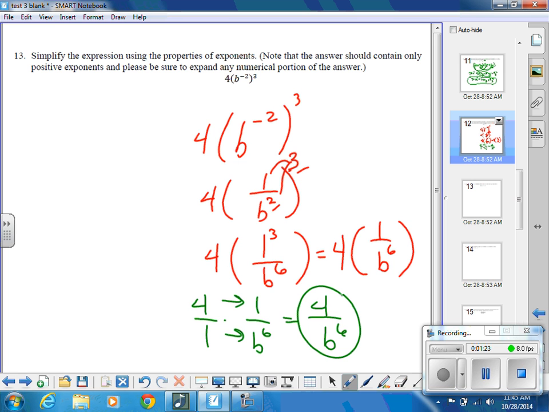And I can't do anything. So that's my answer. I had a lot of people who were confused why the 4 went on top. You need to write it out using your properties whenever you're multiplying with fractions, because even though it is 1 over b to the 6, that's considered a fraction, okay? To get this answer.